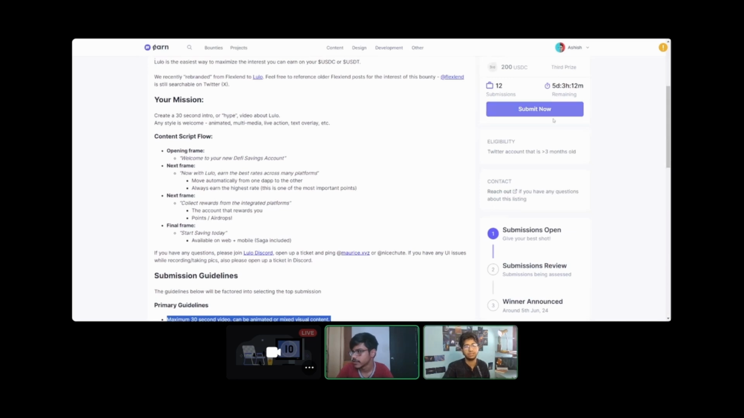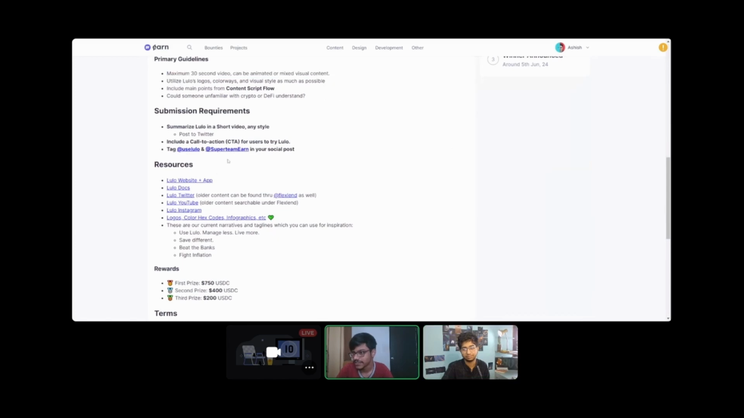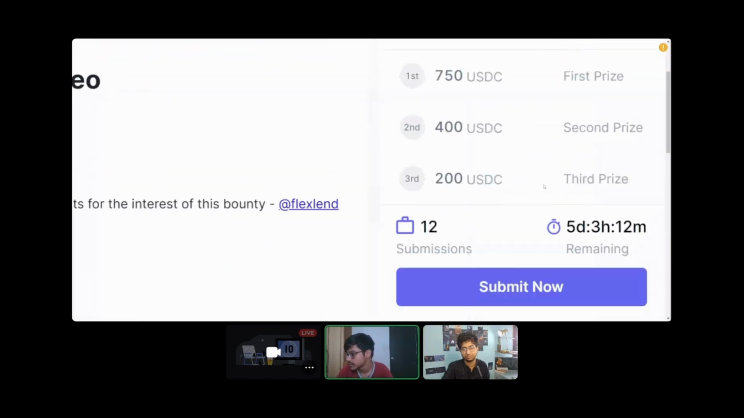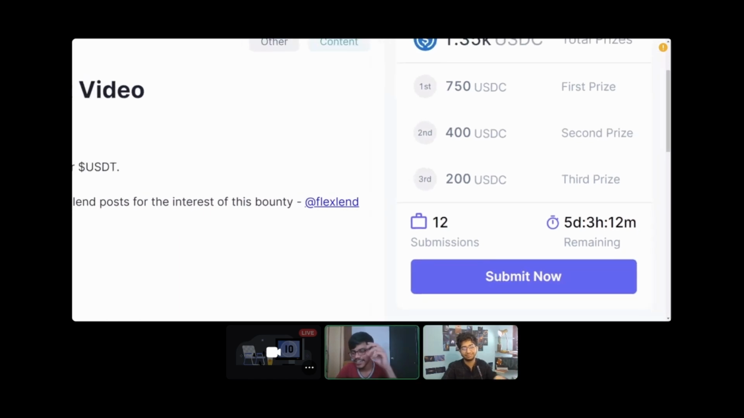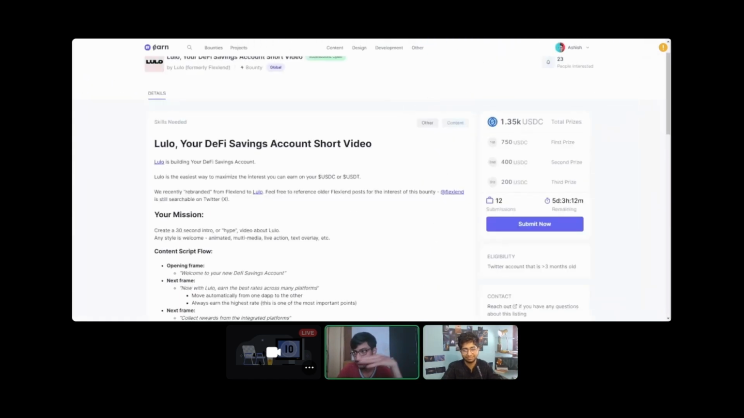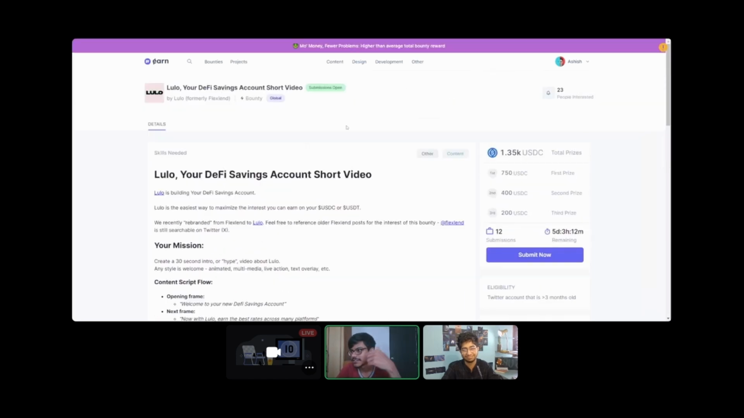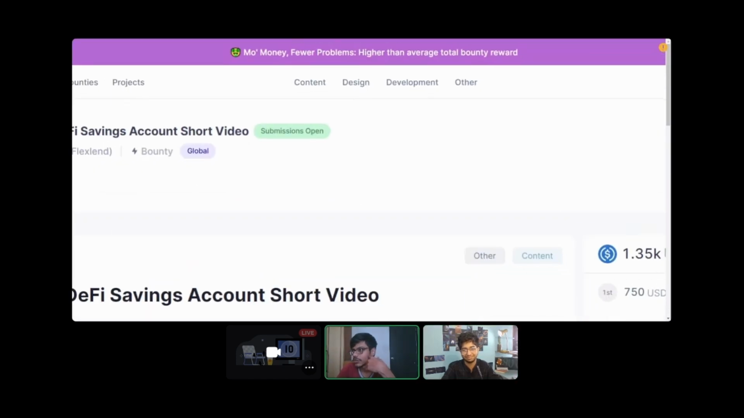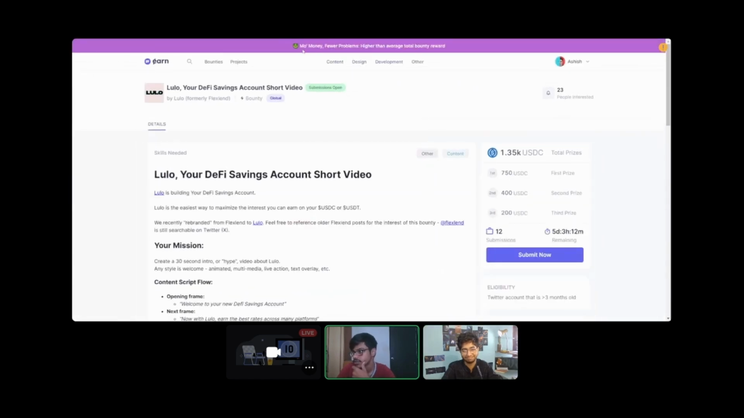Got it. And for this bounty, we have 5 days, 3 hours left. So far there are only 12 submissions. So you get the probability of your winning chances: the fewer the submissions, the higher the chances. And as we can see on top here, more money, fewer problems. So the prize amount here is higher than average, is what this statement is trying to tell.